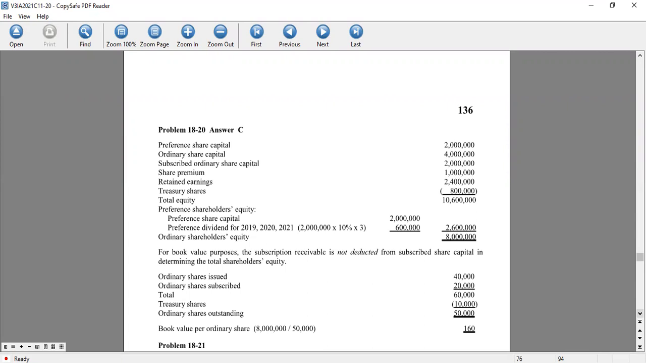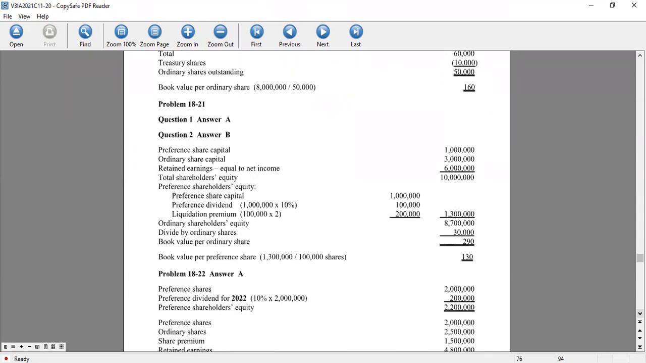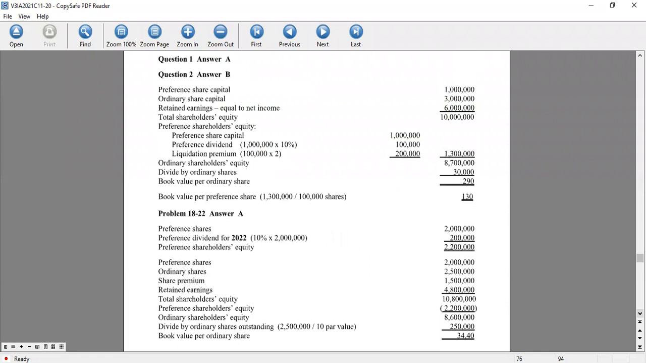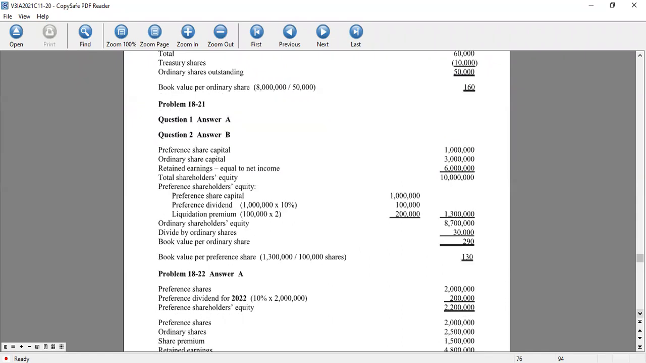Next, we go to number 21. Again, for number 21, what amount should be reported as book value per ordinary share? So in number 21, we have now the book value per ordinary share in question. Number 1, the answer is A. And question number 2, the answer is B. That's now for problem number 21.